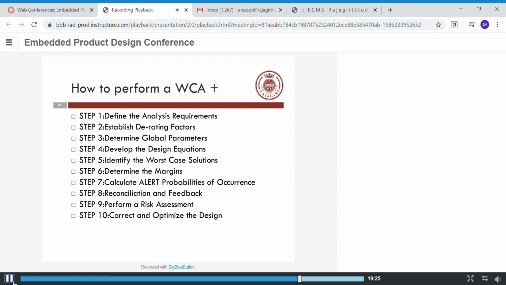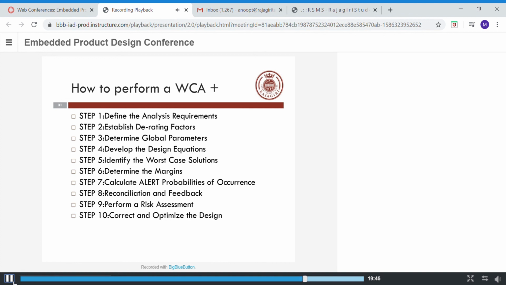But when it comes to enhanced WCA, calculate alert probabilities of occurrences. Here you just tell that this is the maximum and minimum limit of the solutions, and you have certain parameters. When you change it above this, we'll have an alert scenario. That's the thing after your worst case, determining the margins. Okay, so that is done.